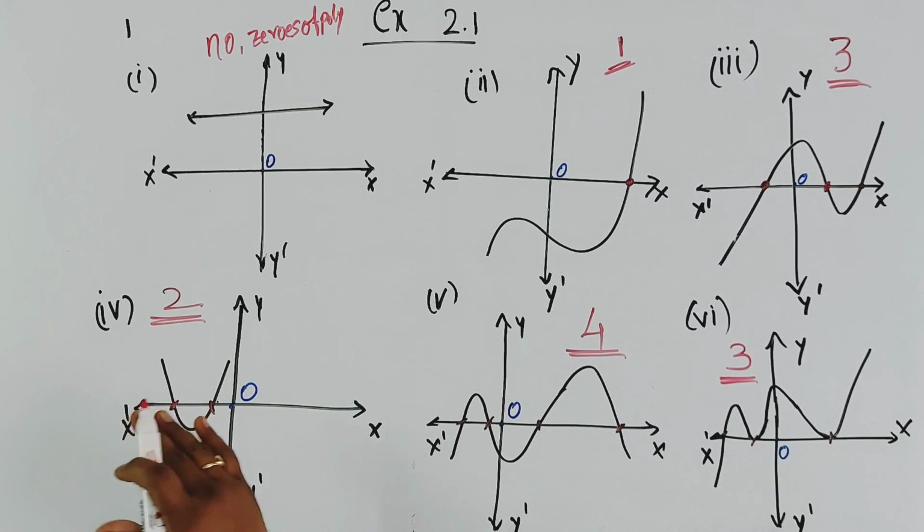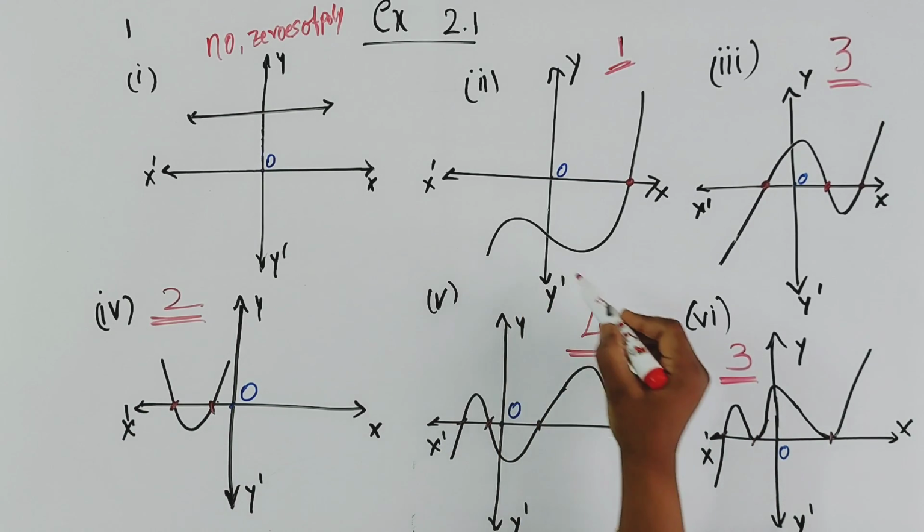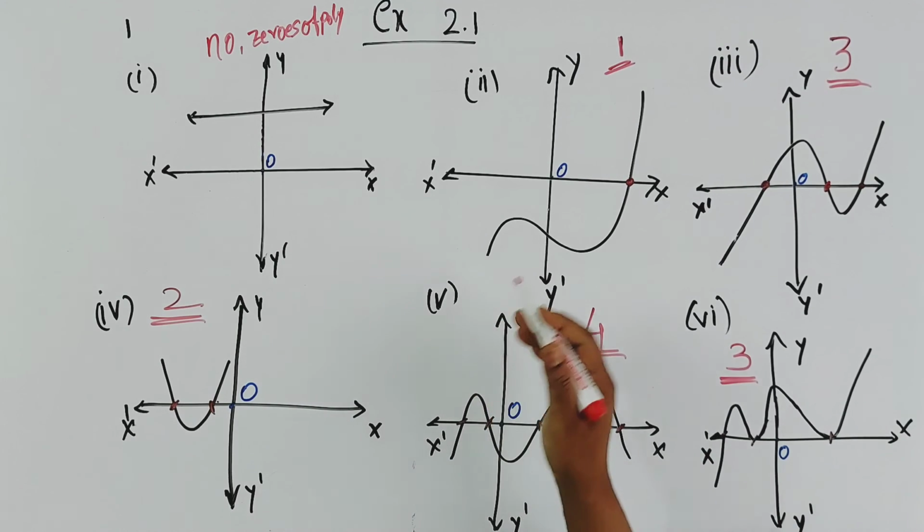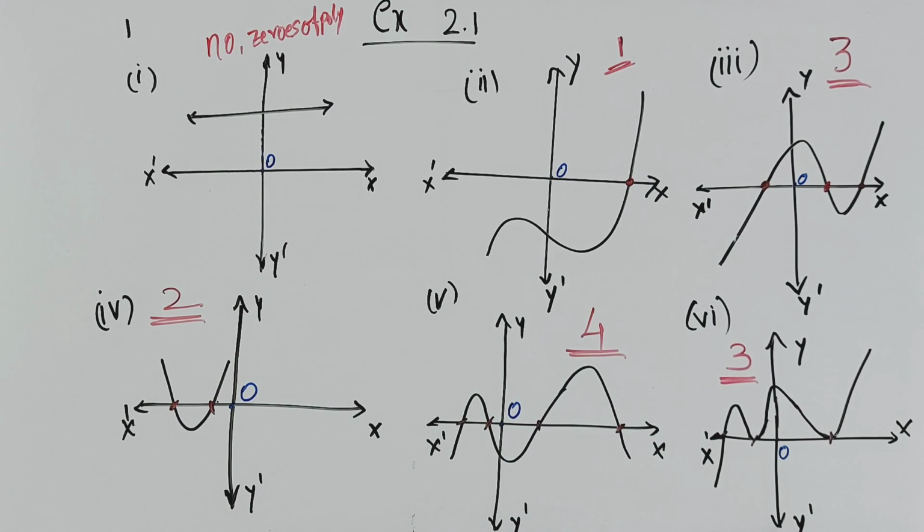Correct, children? You have to observe the graph and check wherever it intersects the x-axis, count the points. And those are the number of zeros of the polynomial.